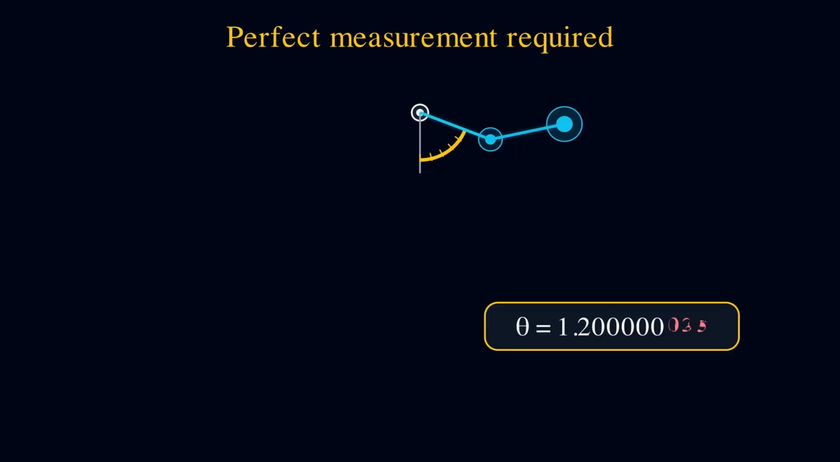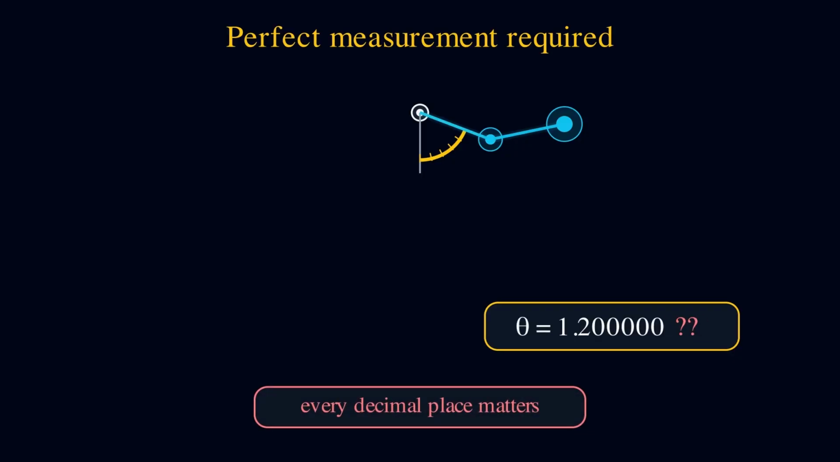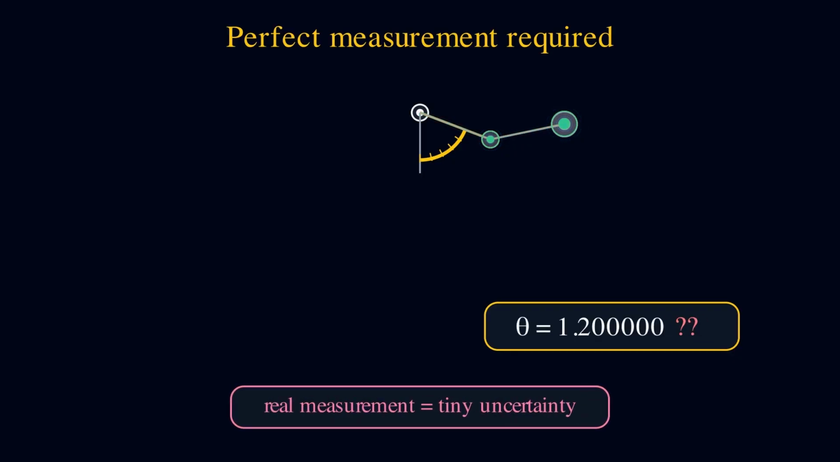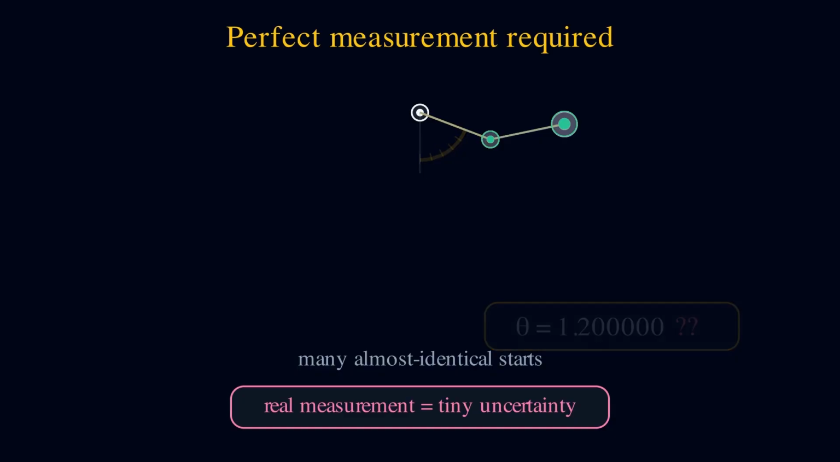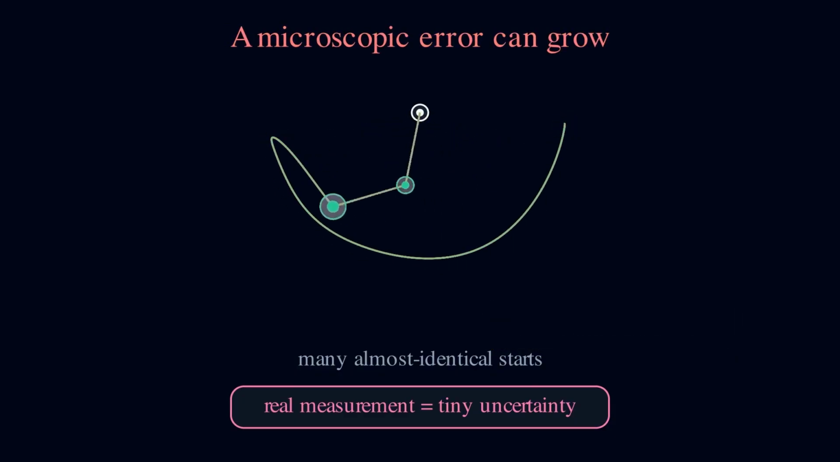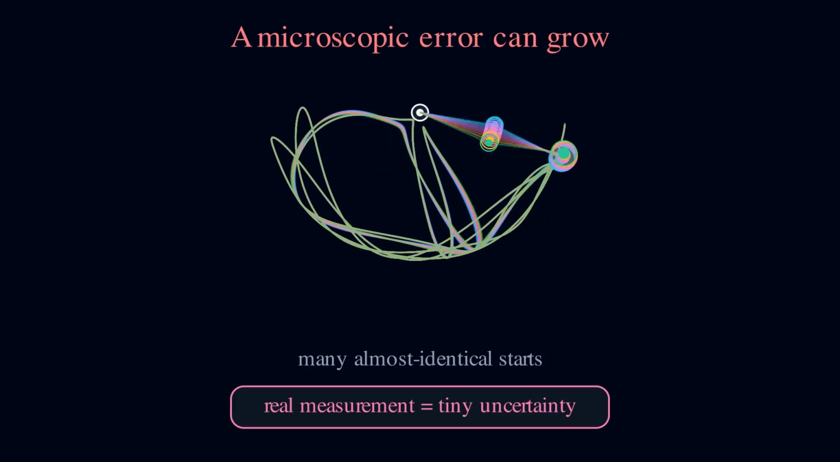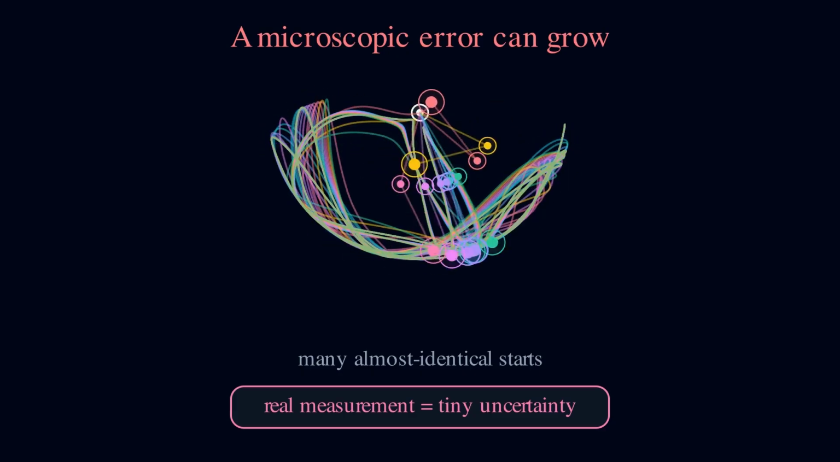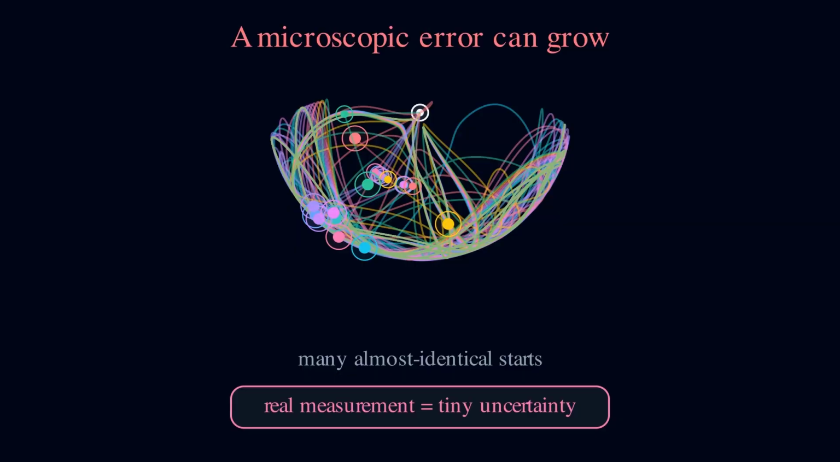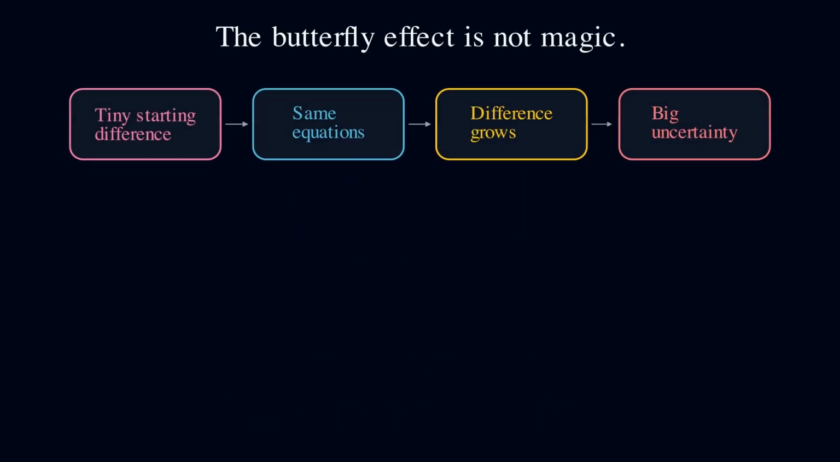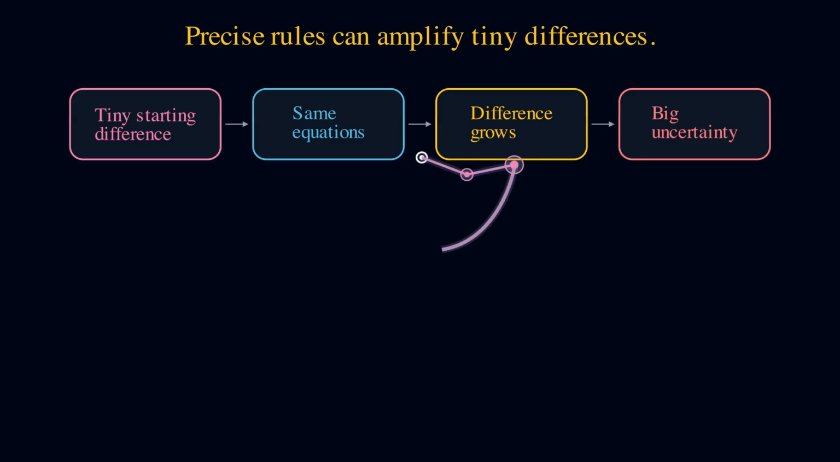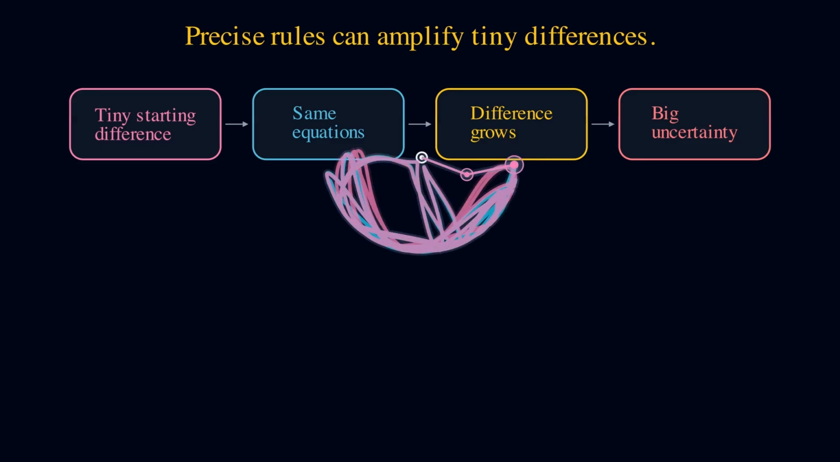To predict a chaotic system perfectly, we would need to perfectly measure the starting conditions. And in the real world, perfect measurement is basically a unicorn with a calculator. So, the butterfly effect is not magic. It is not randomness. It is what happens when a system follows precise rules, but rules amplify tiny differences over time. A small error, given enough time, can become a huge uncertainty.